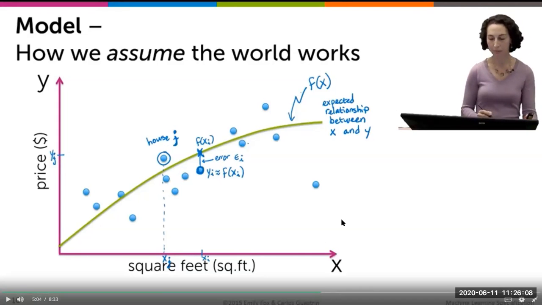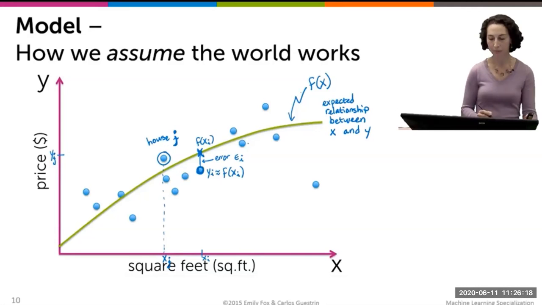Okay, so what is the predicted value? Is that the dot or the line? The line. The green line. And so what is that? How do we denote the height of that dot? What's the notation for the height of that dot, the dot on the line?